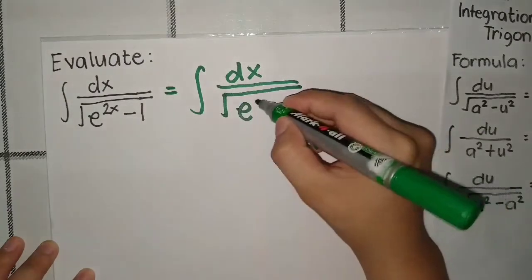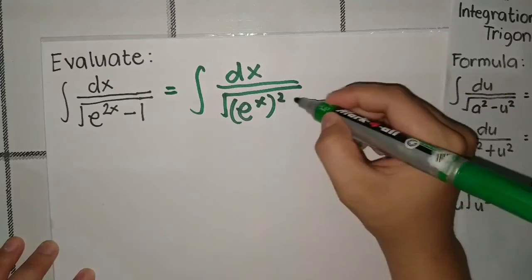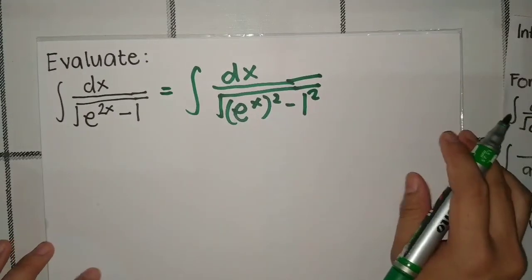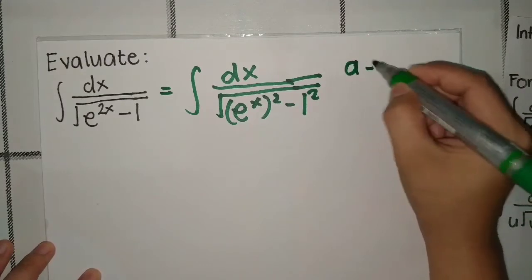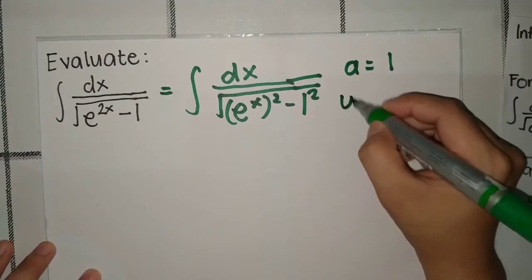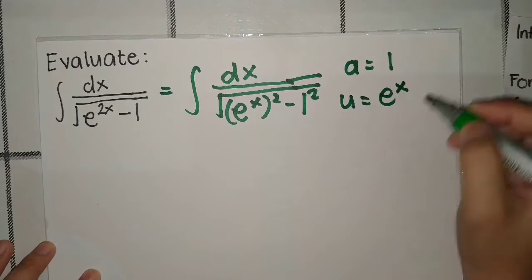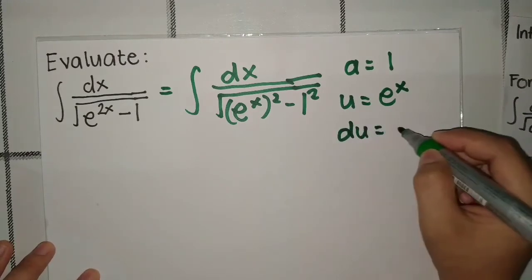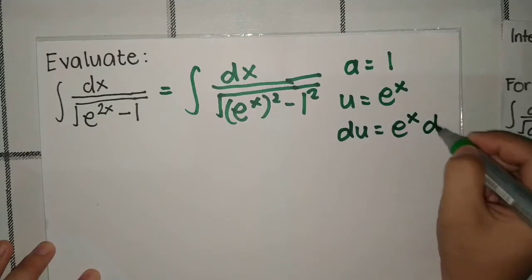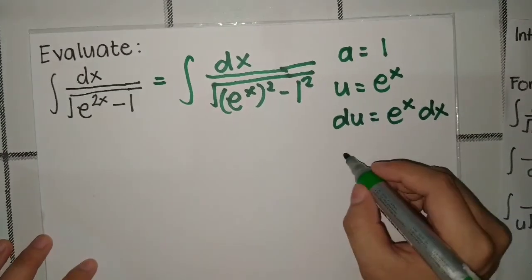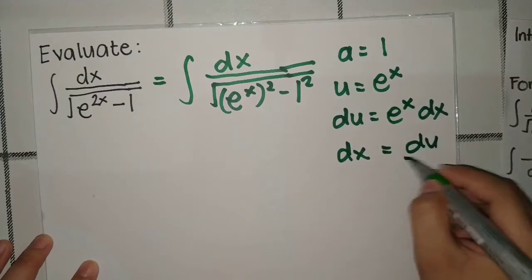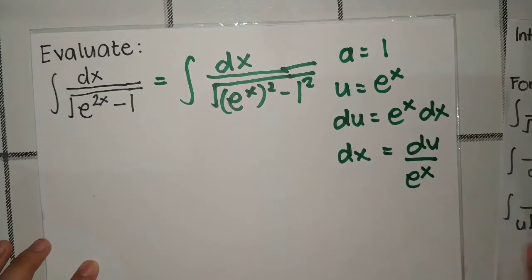So whatever. So first things first, kailangan natin i-simplify. So 1 raised to 2 is just 1, so it's the same. So nilabas ko lang ang power of 2 sa e raised to x. So we set a is equals to 1, u is equals to e raised to x and then the differential of u with respect to x is equals to e raised to x dx.